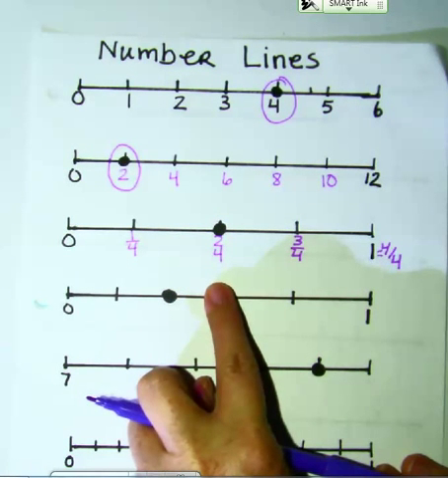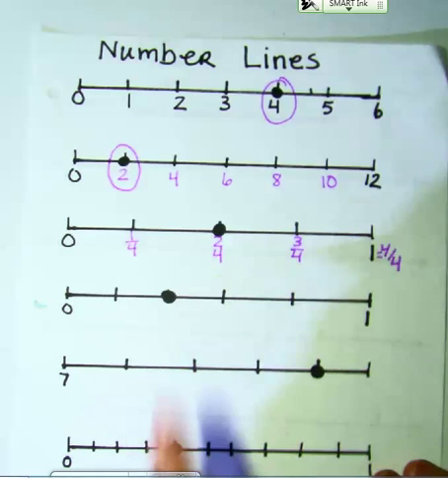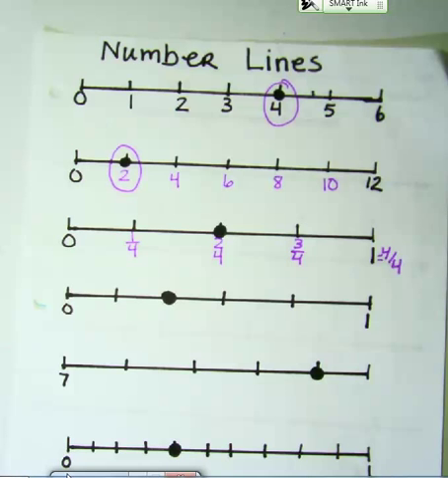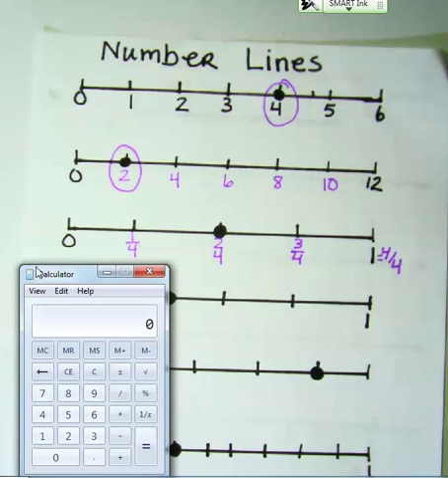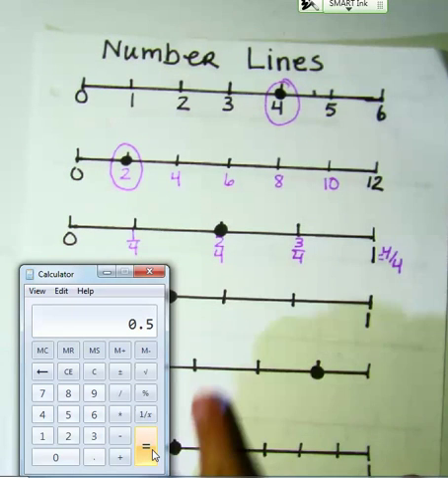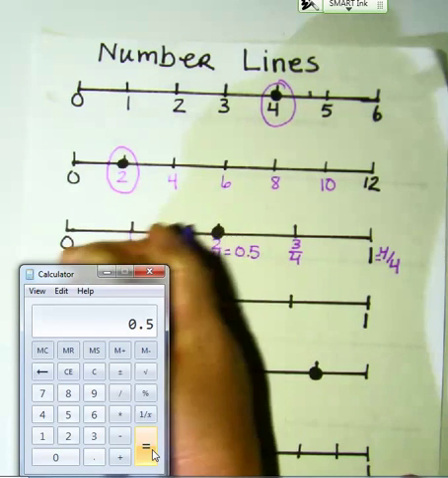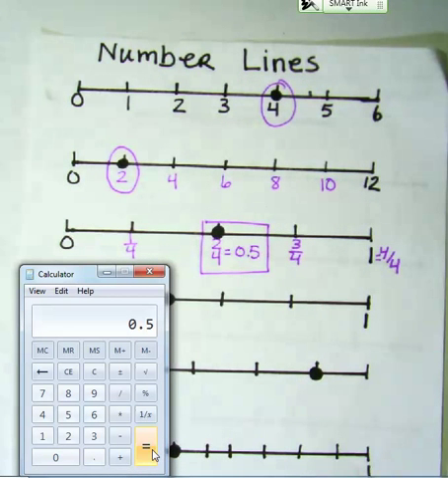Now, if I want to know what that is as a decimal, I pull up my calculator, and I'm going to type 2 divided by 4 in, because that's what 2 fourths means. 2 fourths means 2 divided by 4. So I hit equal. So this is located at 2 fourths, or 0.5. That's my answer. So let's go to our next number line.